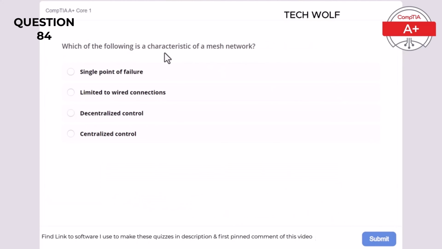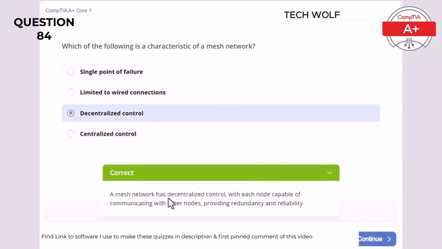Which of the following is a characteristic of a mesh network? Single point of failure, limited to wired connection, decentralized control, and centralized control. And here the correct answer is decentralized control. A mesh network has decentralized control, with each node capable of communicating with other nodes, providing redundancy and reliability.